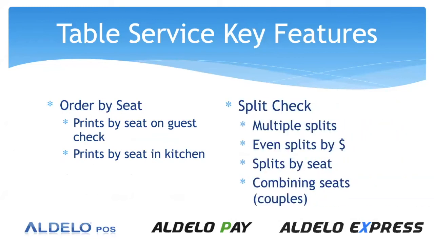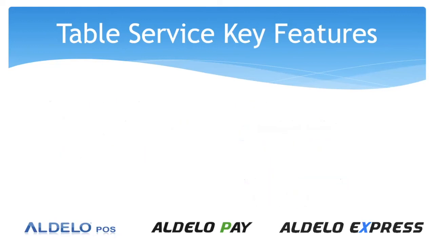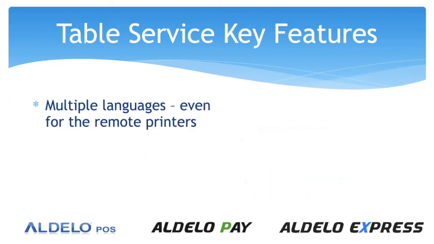We do a really good split check in that we can do multiple splits. We can do an even split by dollar amount, do splits by seat, and then you can combine seats back for couples. The multiple splits, I seem to remember you can split a table 20-something ways. So that's a really, really powerful feature there. We do have multiple languages. Currently we have 7 different languages that we can have the display of the point of sale and the kitchen printer come out in.